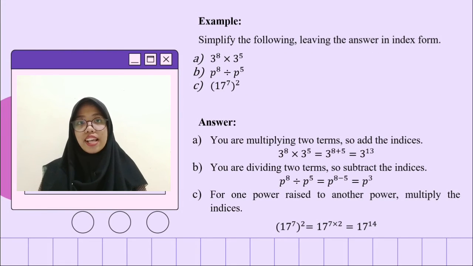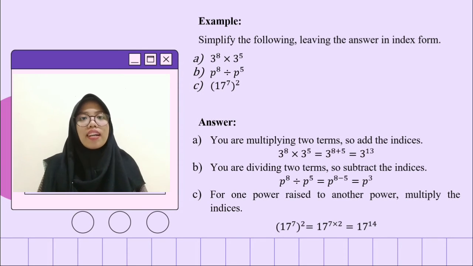Let's try this example. Simplify the following, leaving the answer in index form. A. 3 to the power of 8 times 3 to the power of 5. B. Pi to the power of 8 divided by pi to the power of 5. C. 17 to the power of 7 in bracket square.